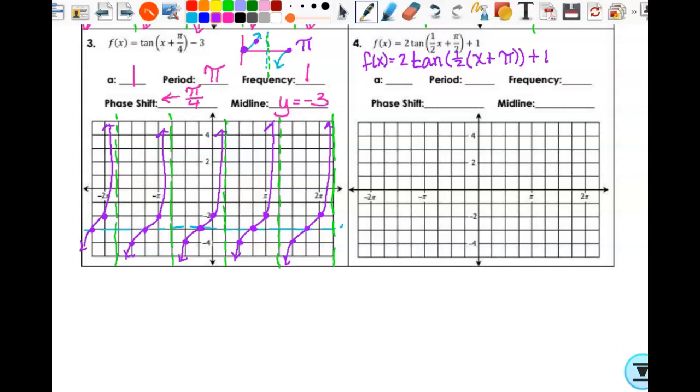What is A here? 2. What is the frequency? 1/2, which means the period is 2 pi, right? Because I have to divide by 1/2. Phase shift, I go left pi, midline, y equals 1. All right, y'all get that one graphed.